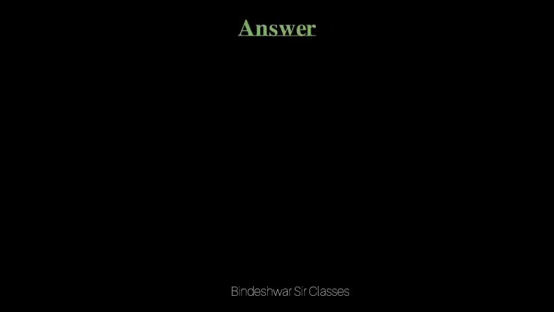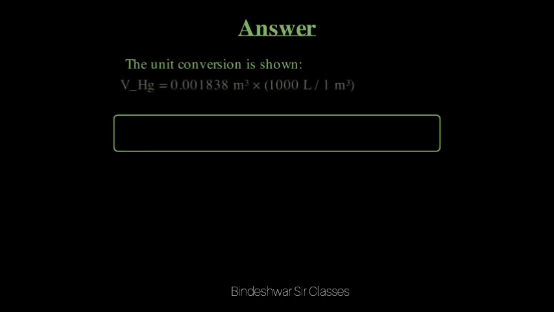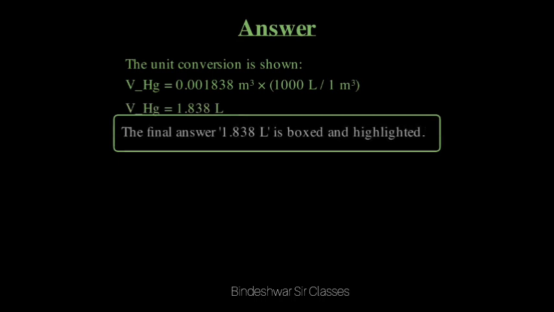We are almost done, but the question specifically asks for the answer in liters, not cubic meters. So, we need to convert our result. The key conversion factor to remember is that 1 cubic meter is equal to 1,000 liters. To convert from cubic meters to liters, we simply multiply our result by 1,000. So, 0.001838 cubic meters multiplied by 1,000 gives us 1.838 liters. Therefore, the boy can lift about 1.838 liters of mercury.